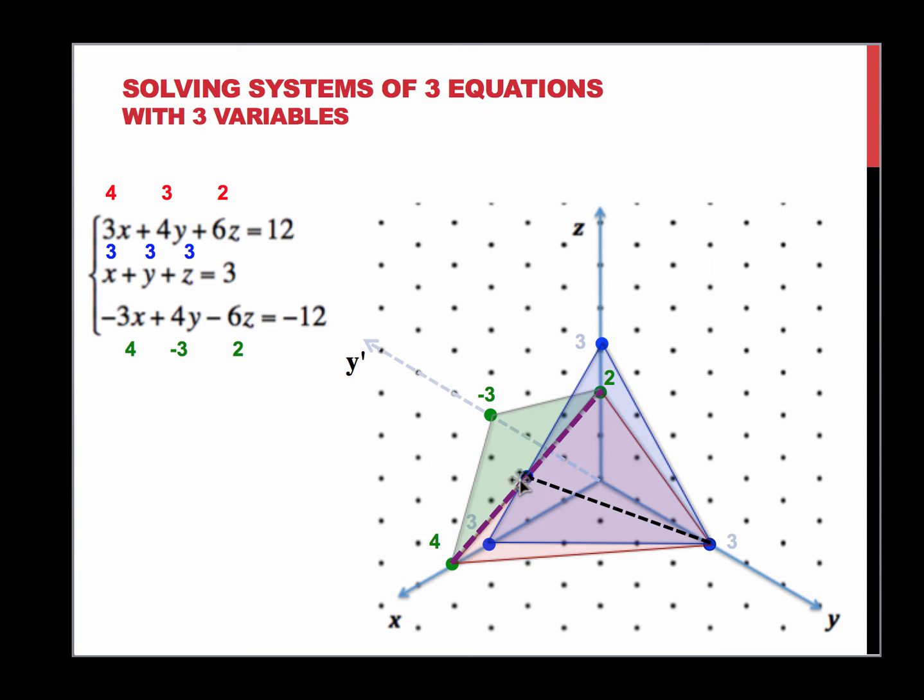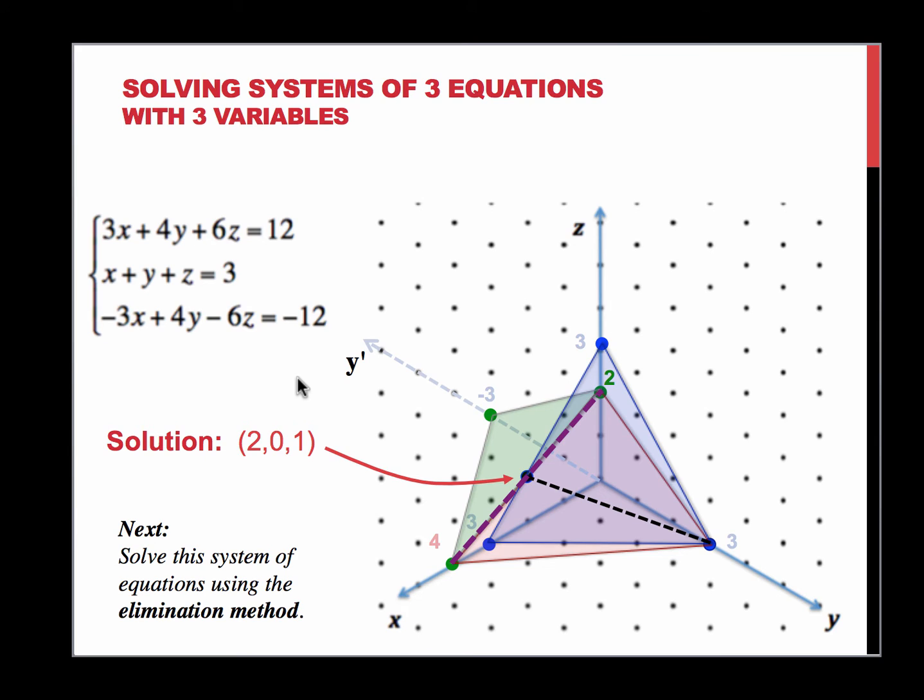Now, if I want to try to figure out where that point is in space, well, if I count from the origin, it's 2 over in the x direction. I don't go anywhere left or right in the y direction, but I do go straight up from there to get to this location. So I'm going 2, 0, and then 1, and that becomes my solution to this system graphically. Now, the next thing I need to do is think about how I solve this with elimination. So let's go there next.